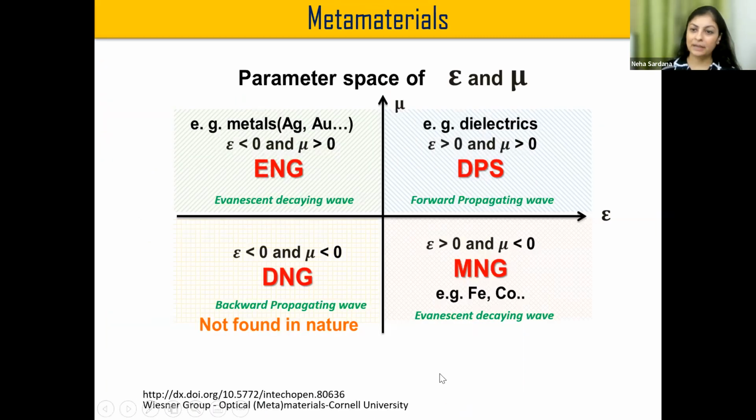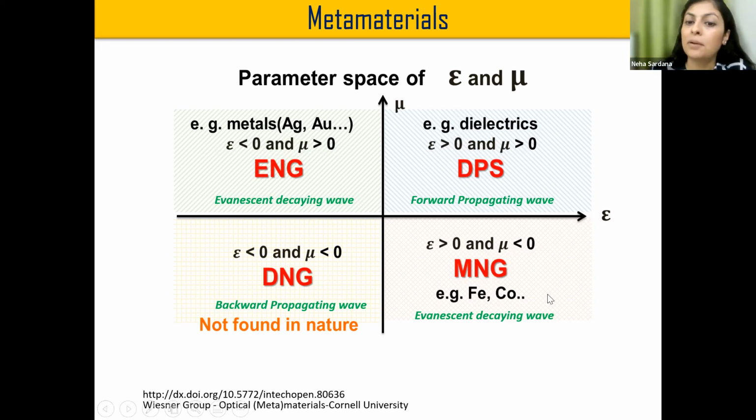Coming back to the metamaterials, when I was talking about the negative refractive index, let's just revise the parameters of permittivity and permeability, epsilon and mu. If we talk about dielectrics like water, air, glass, these are all dielectric positive materials. That is, epsilon is positive and mu is also positive. And they always have a forward propagating wave in it.